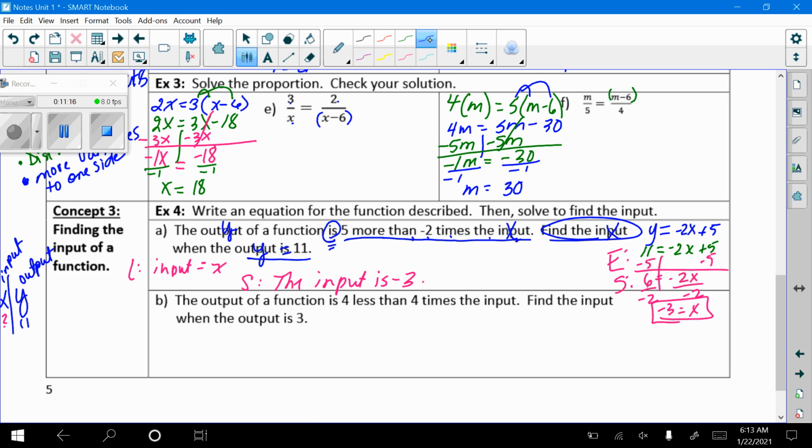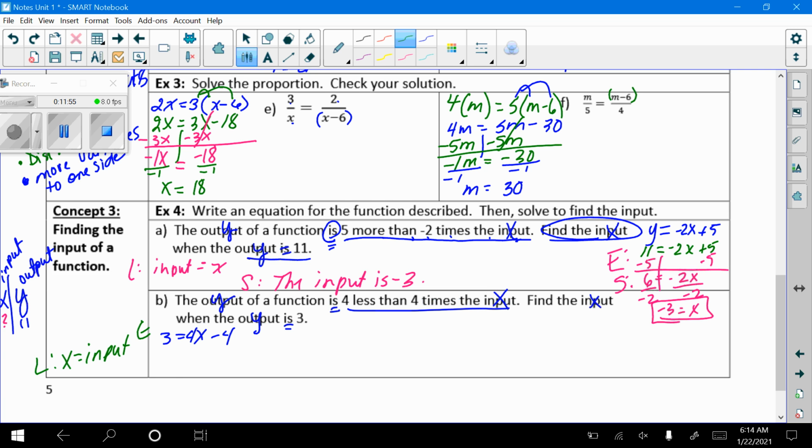So B, the output of a function, output is your y, of a function is equals 4 less than 4 times the input x. Find the input when the output y equals 3. So if you want to, we can say the output is 3. So when 3 equals, because y is 3, 4 less than, so take away 4 from 4 times the input, so 4x.